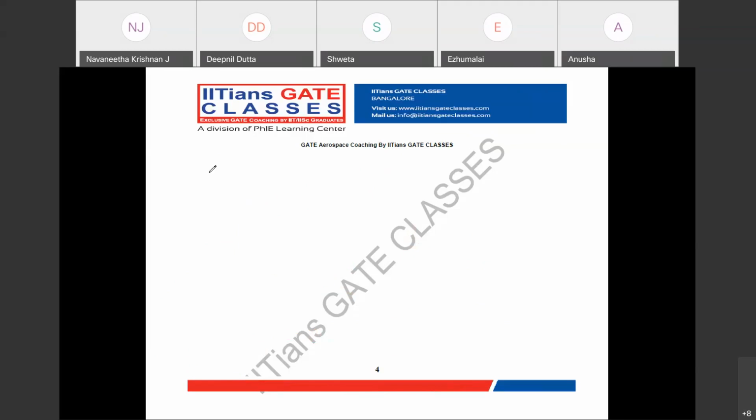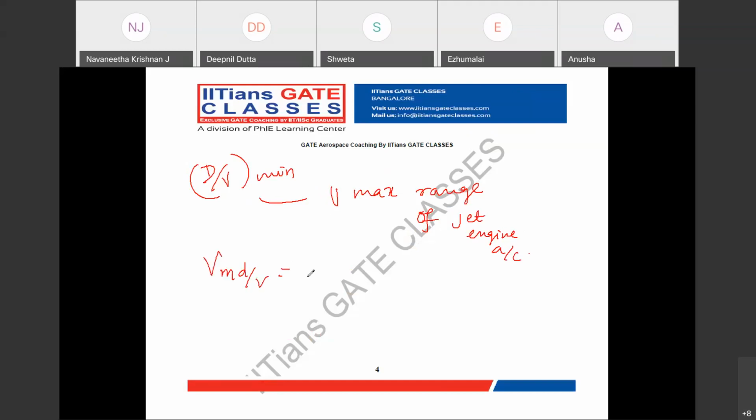Now, minimum drag to velocity. This is the condition for maximum range of jet engine aircraft. So my V minimum drag to velocity is nothing but the fourth root of 3 K by CD naught into 2W by rho S.